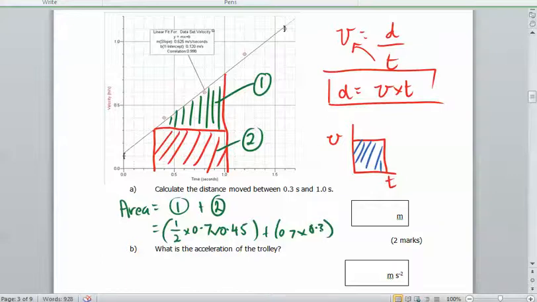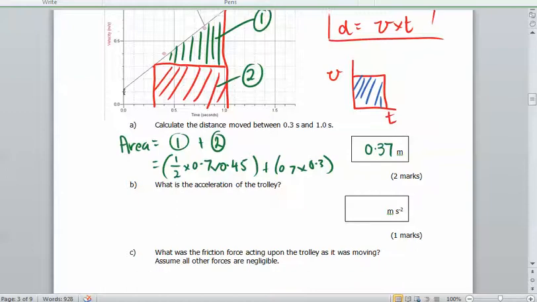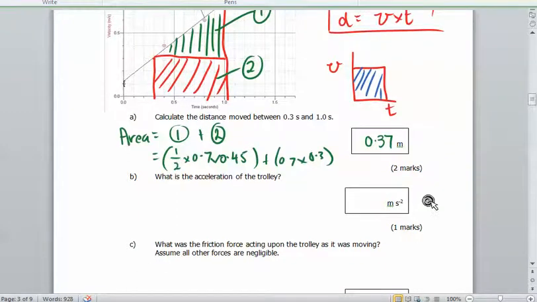If we add all that together, what do we get? 0.3675? Yeah, let's round to 0.37. Yeah, 0.37 I've got. Now, what is the acceleration of the trolley? Well, someone explain to me, how do you find the acceleration of the trolley? Okay, so the acceleration, let's describe what that means. The acceleration is what of that slope?